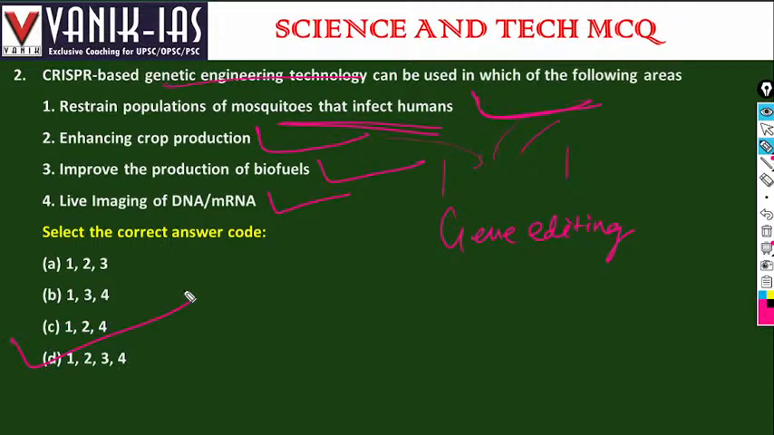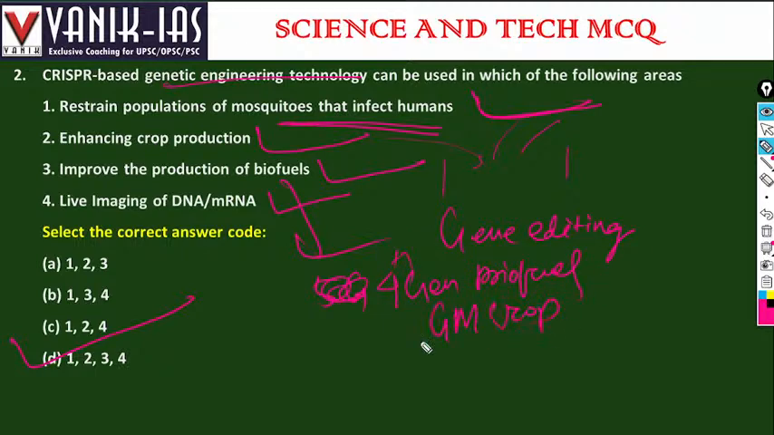Genetic engineering technology can be used. How in case of biofuel, for example, by creating fifth generation biofuel, that is GM crop. We can create GM crop by genetic engineering and that will produce higher production with low input cost and high drought and pest resistance.